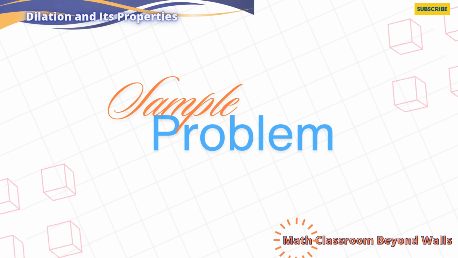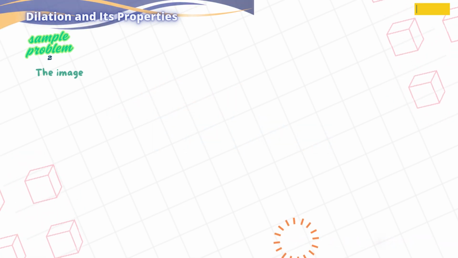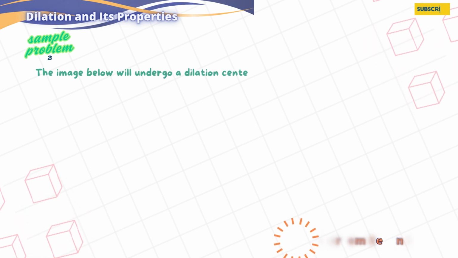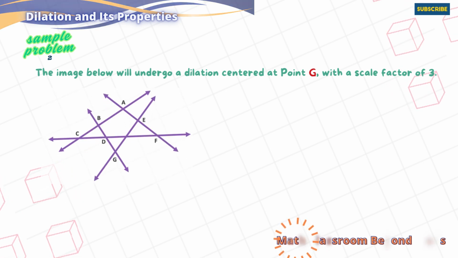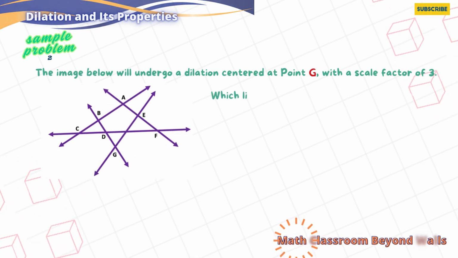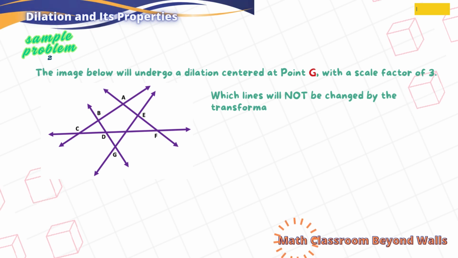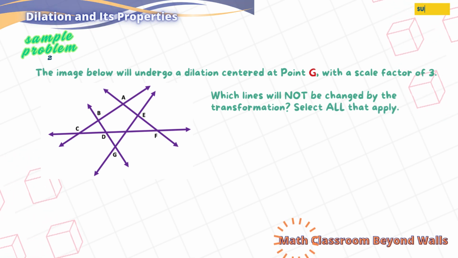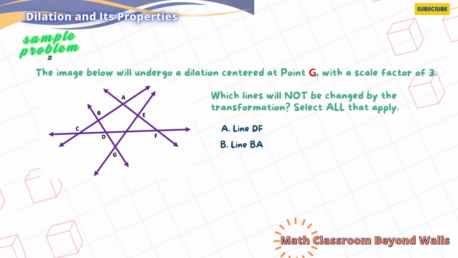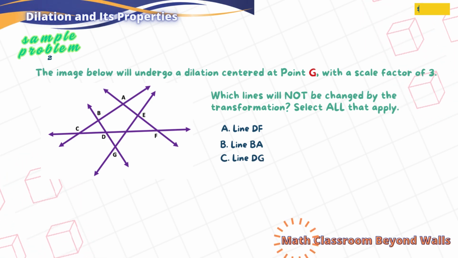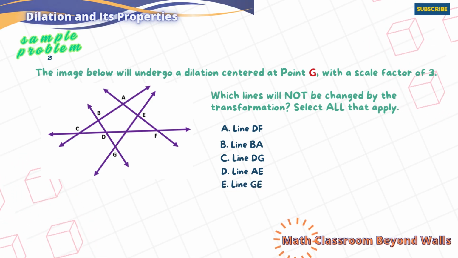Here is the problem. The image below will undergo a dilation centered at point G with a scale factor of 3. Which line will not be changed by the transformation? Select all that apply. Option A, line DF. Option B, line BA. Option C, line DG. Option D, line AE. Option E, line GE.